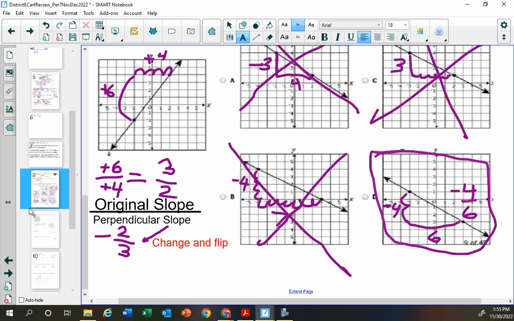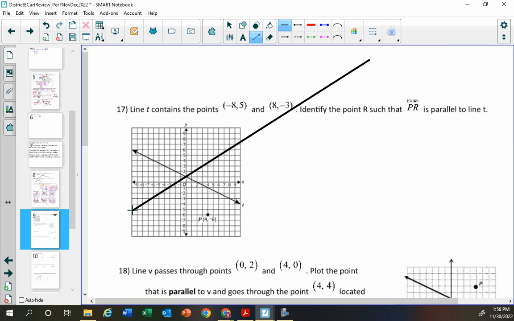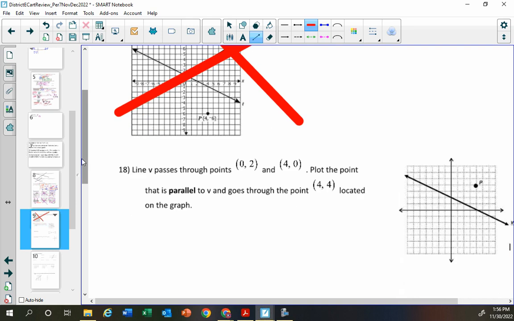17, we're going to skip. Yeah, you're going to skip that because there was something missing. So, yes, we're going to skip that. So put an X through 17. All right. 18.